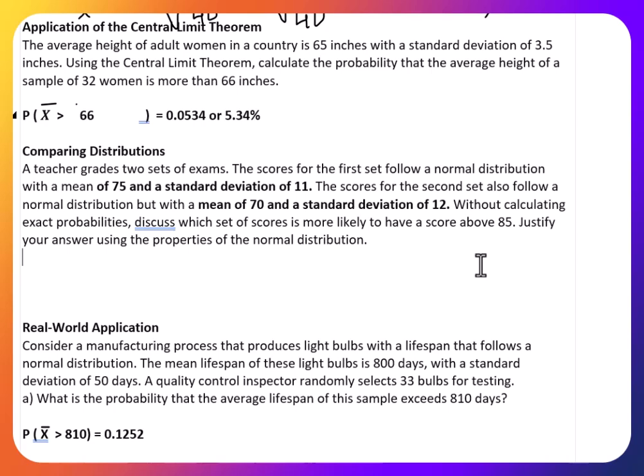You can see for the first one, if you add one standard deviation to the mean, it will be 86. So 85 falls within one standard deviation of the mean. But if you look at the second set and add one standard deviation, it's going to be 82, and 85 does not fall within one standard deviation of the mean. It falls within two standard deviations of the mean. The closer to the mean, the more likely this is to happen. So it means that it is more likely to have a score of 85 in the first set.